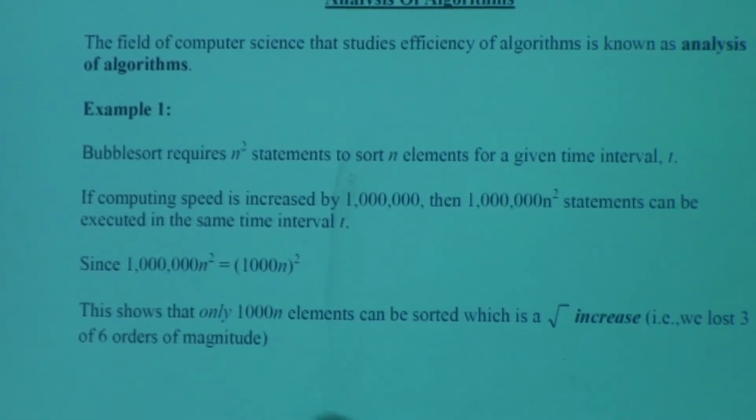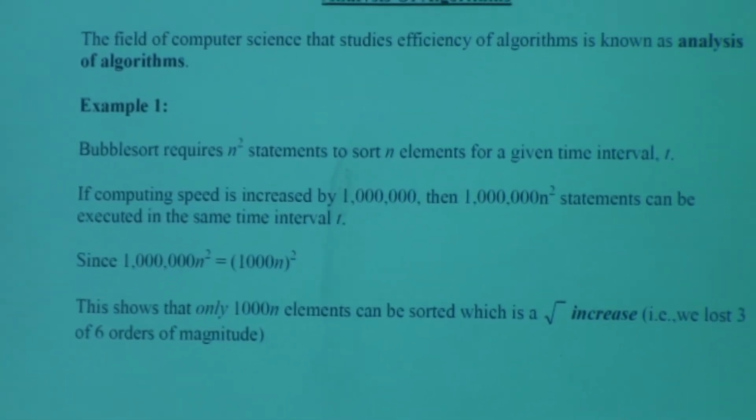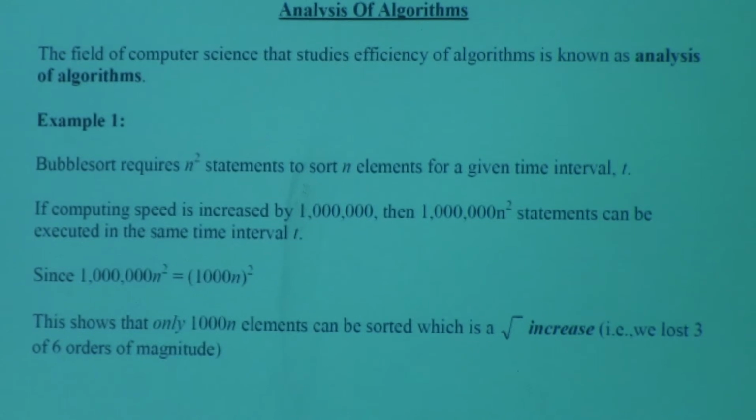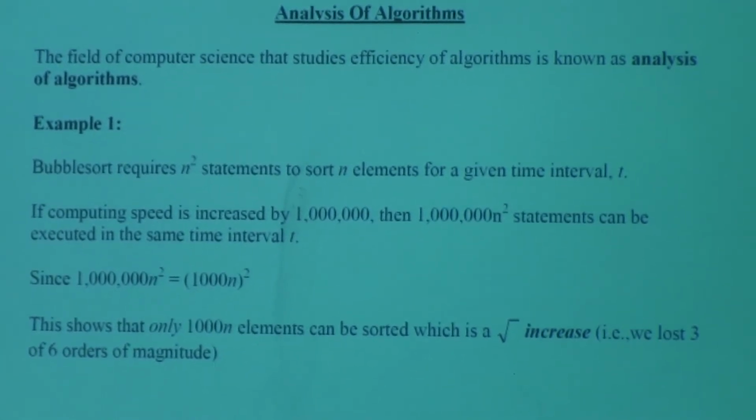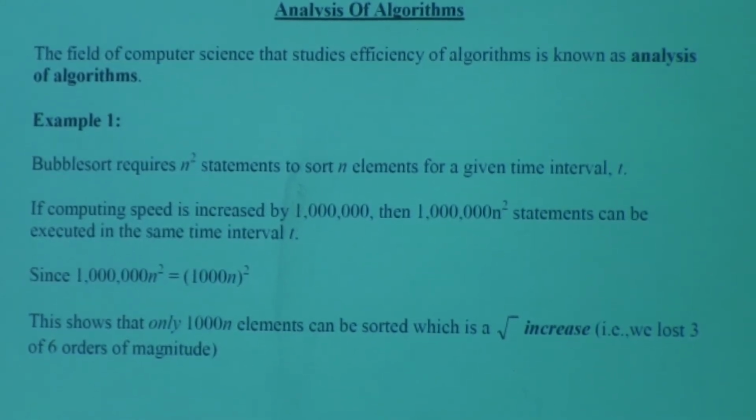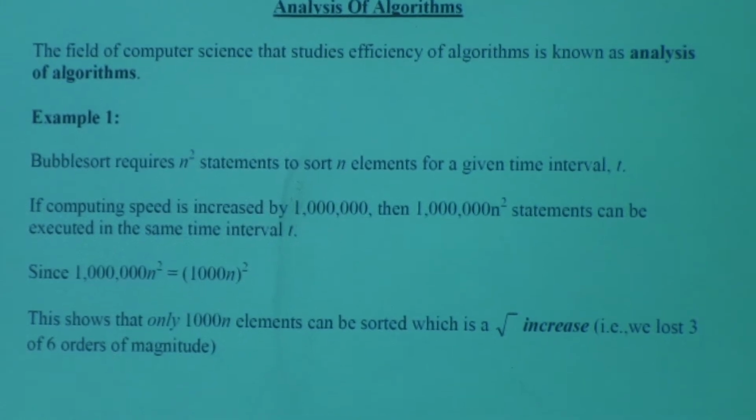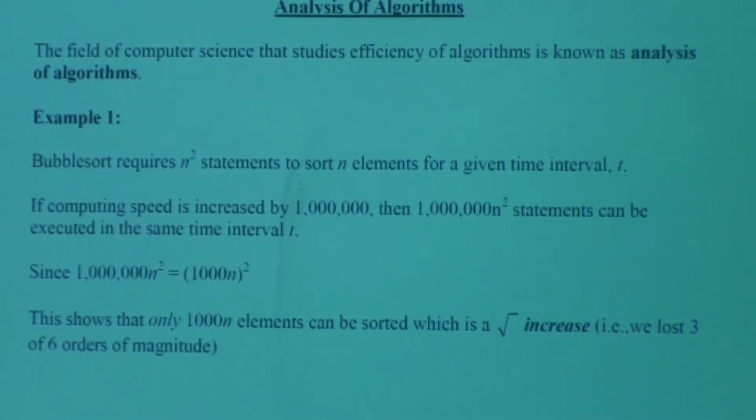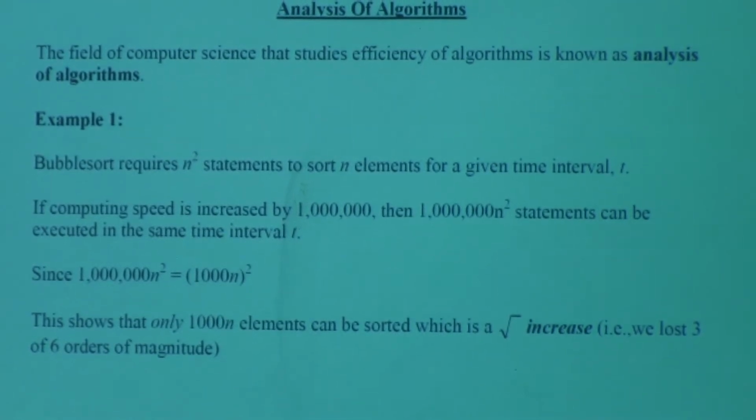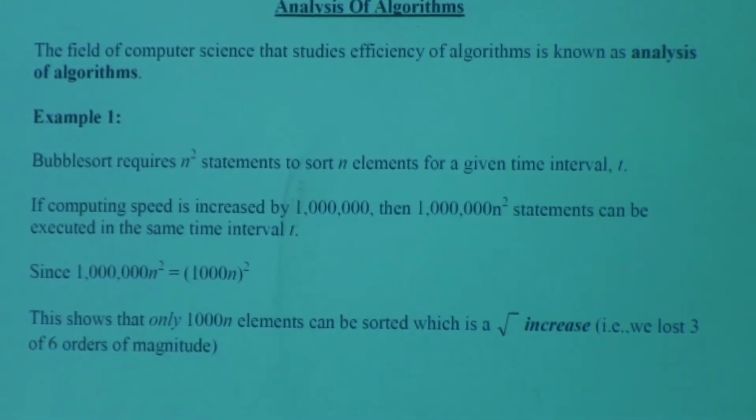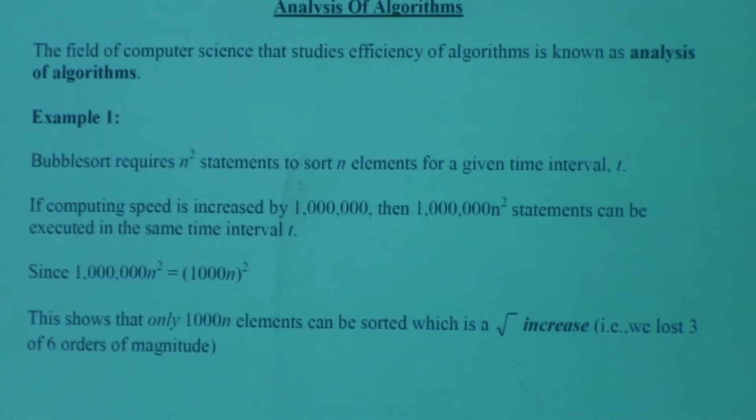We sort them, and they get sorted, and we stop the clock. How long did it take? t seconds, whatever that was. Well, what does it mean? It means that I was able to execute approximately n squared instructions in t seconds, or in time t, whatever t is. Now suppose we increase the computing speed by 1 million, which is quite remarkable. If we could increase the computing speed by 1 million, then what does that mean? It means that the number of instructions that could execute in time t goes up from n squared to 1 million times n squared.